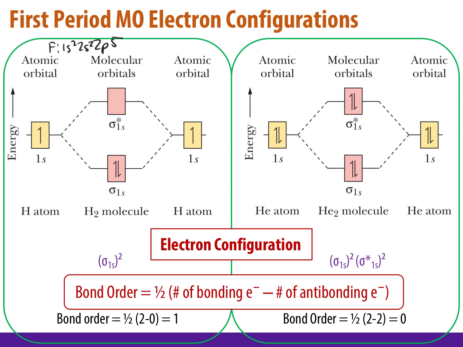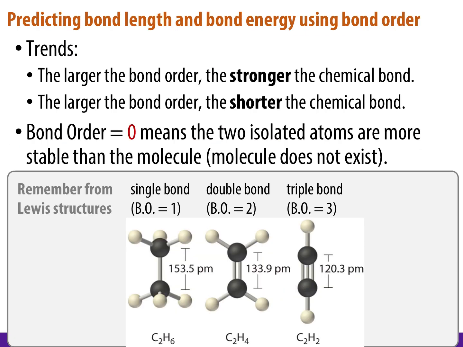Okay, one of the powerful things that molecular orbital theory does is give us this idea of bond order. And what we know also from valence bond theory is the bond order sort of tells us, is this a single bond, double bond, triple bond, or somewhere in the middle? The larger the bond order, the stronger the chemical bond. So a triple bond would be stronger than a single bond, say. Next, the larger the bond order, the shorter the chemical bond.